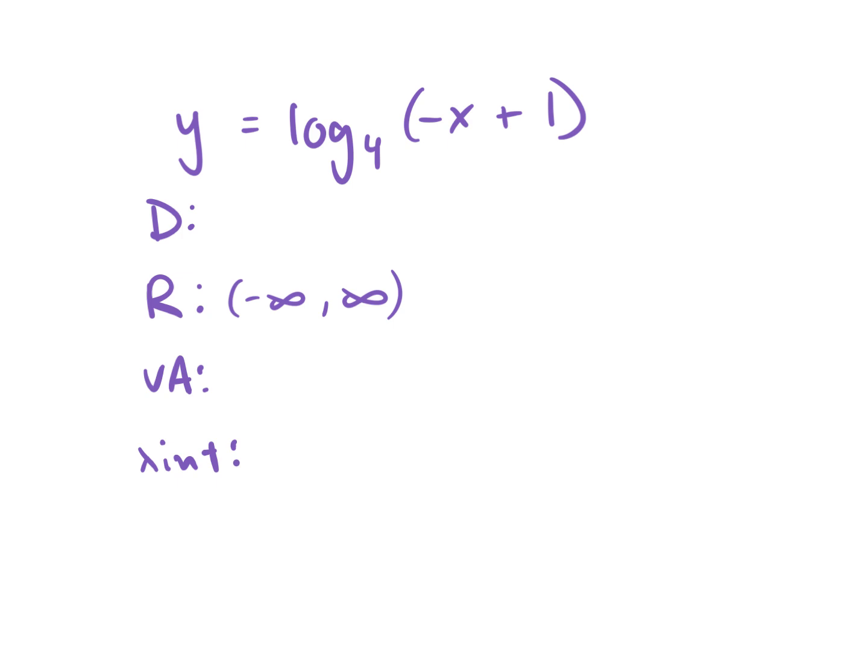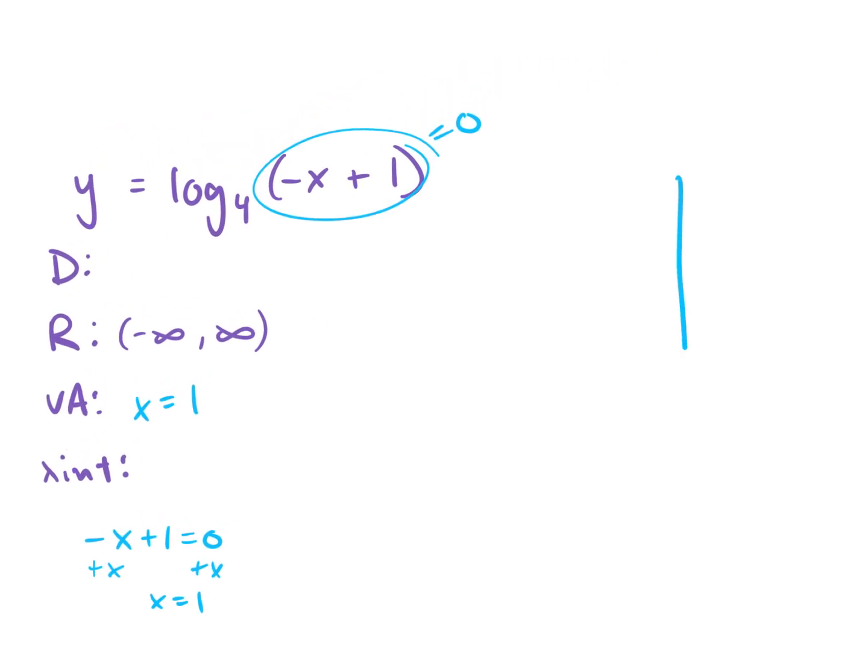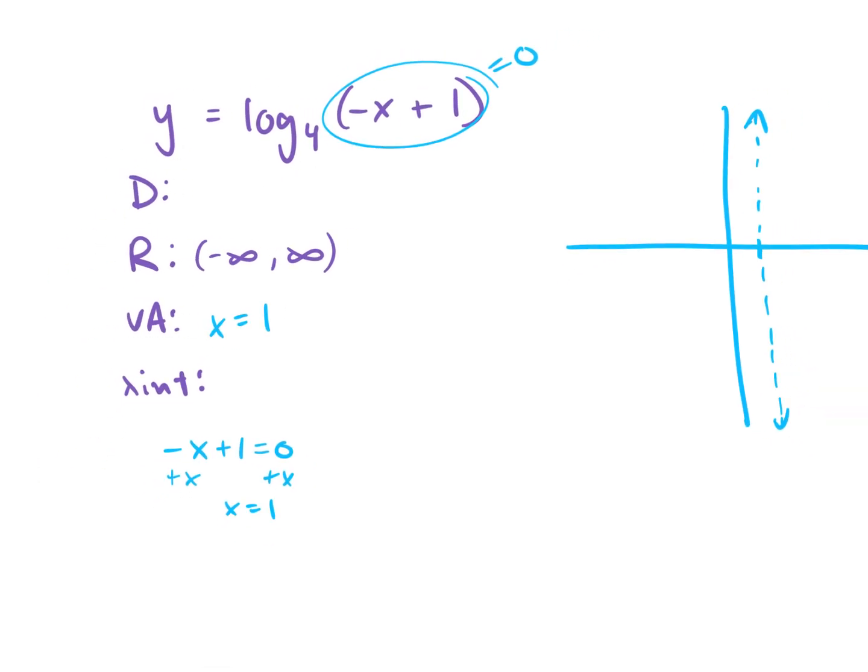How do we find the vertical asymptote? Set the parentheses equal to 0. So we have negative x plus 1 equals 0. I can add x to move it to the other side, so x equals 1. Let's graph that. So we're going to do the right one, draw a vertical asymptote. How do we find the x-intercept? So y equals 0. Plug in 0 into the y. So we have 0 equals log base 4 of negative x plus 1.